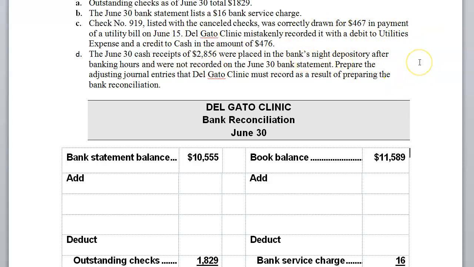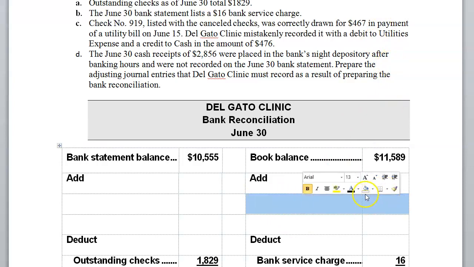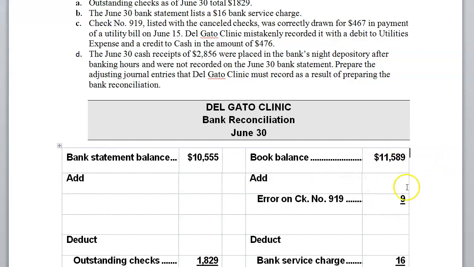So we're going to record the error on our bank reconciliation, but only for the difference between these two numbers, which is $9. Since we took too much out, we credited too much to cash, the reconciling item is to add back the $9.